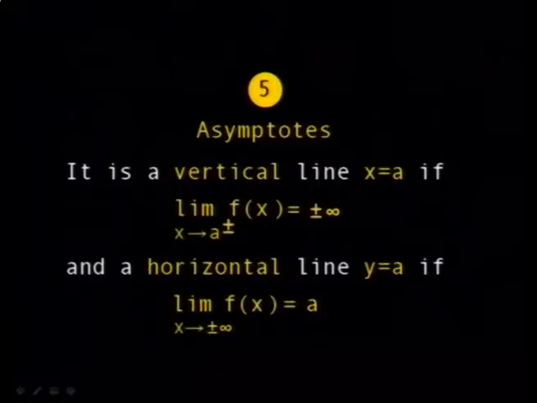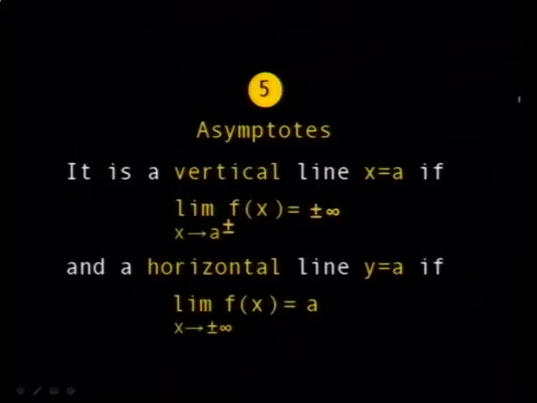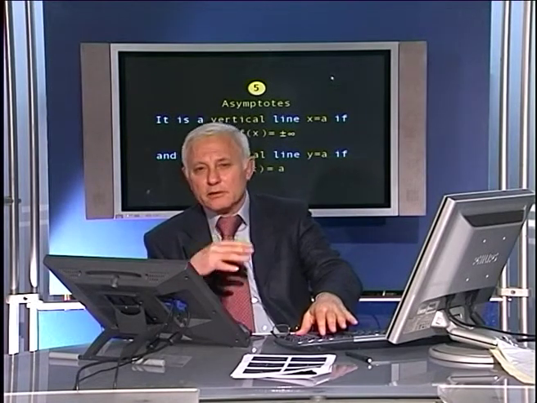So you have vertical asymptotes, which you obtain from the roots of the denominator, and you have horizontal asymptotes as well. You obtain them when you take the limit when x tends to infinity. And these help you in locating or shaping the graph, how the graph would look like.